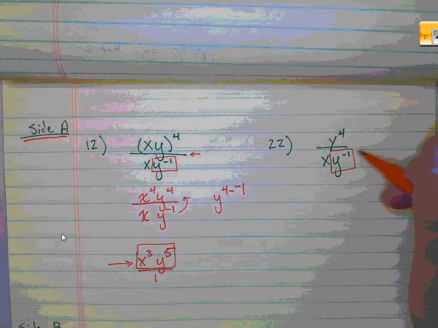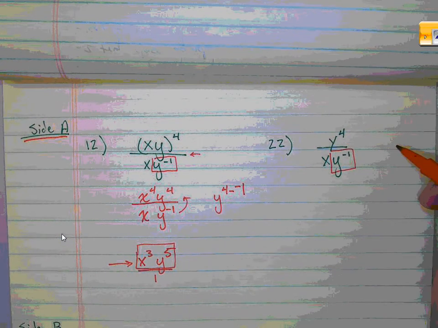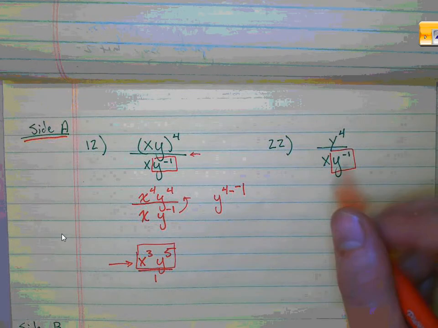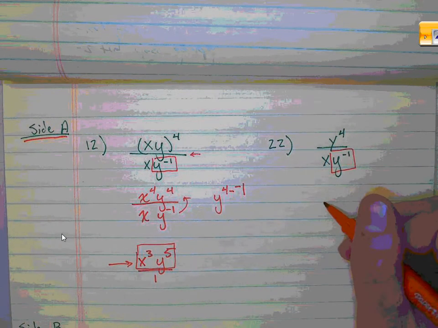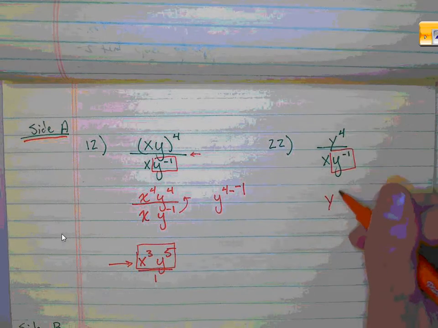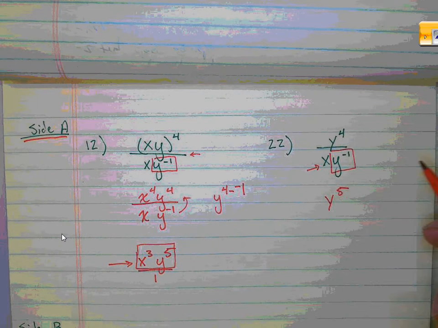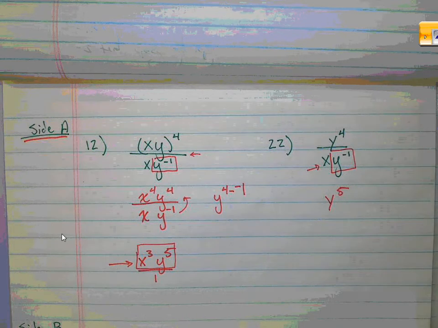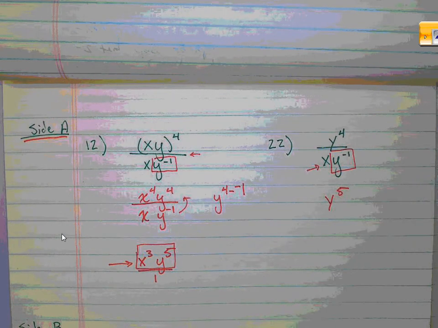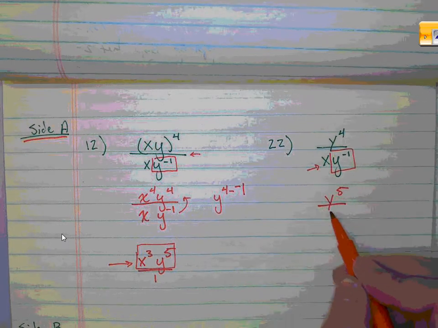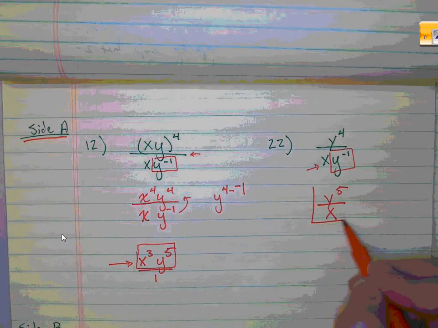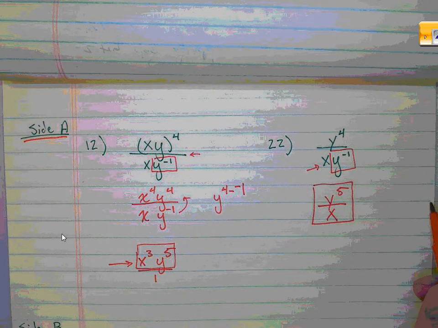This negative 1 still only affecting the y. So just like it did in the previous problem, that's going to go up to the numerator, and we're going to end up with y to the 5th in the numerator. Now this x here, there's nothing wrong with it. It doesn't have a negative exponent. There aren't any x's anywhere else in the problem, so it's just going to stay in the denominator. Our final answer, y to the 5th over x.